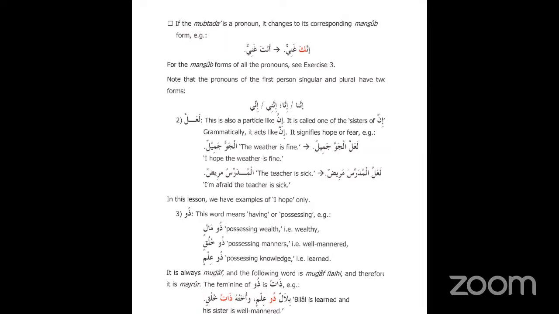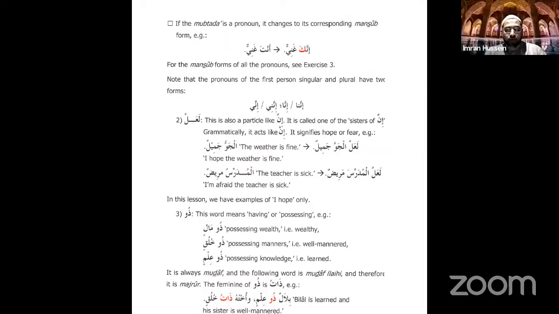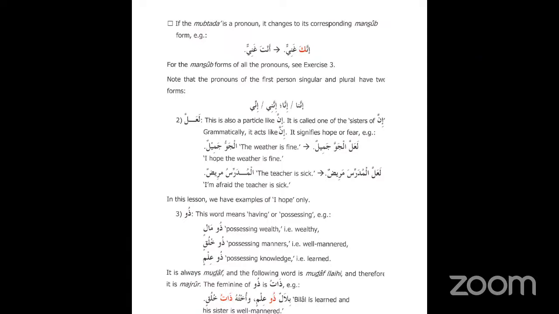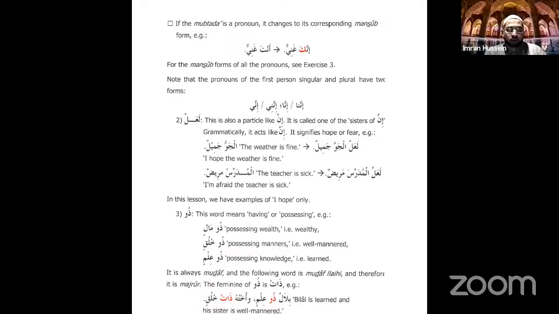Innana, inna, inni, and inni. Sorry, the plural for nahnu is innana or inna. That's for we. And innani and inni is for ana. Surely we, and surely I. Innani and inni is surely I.